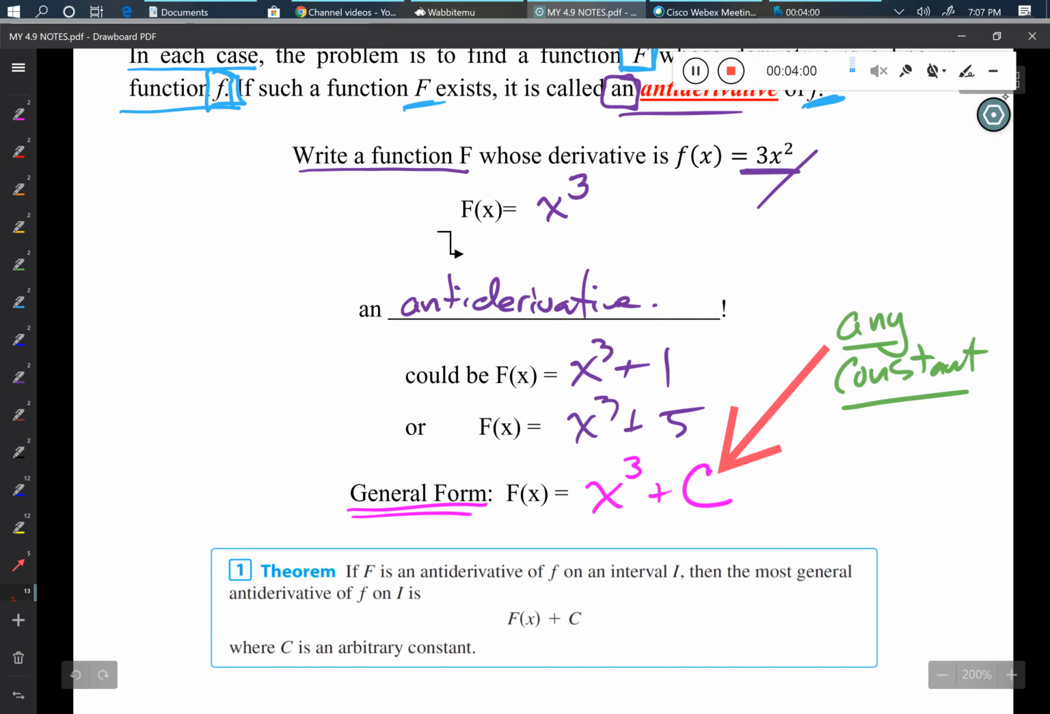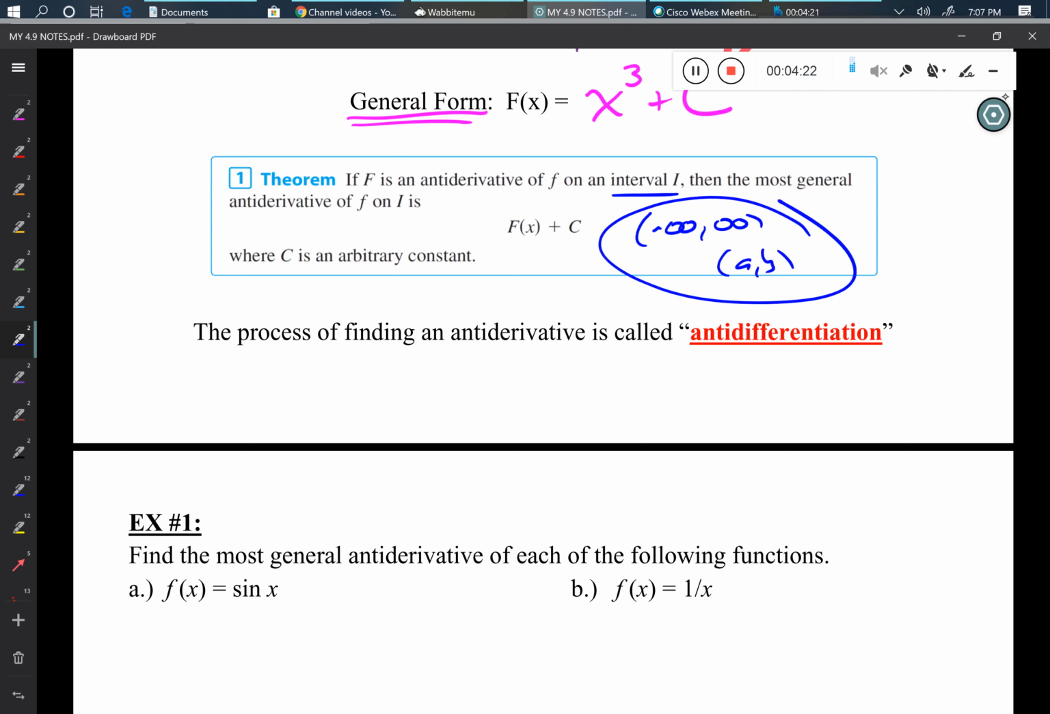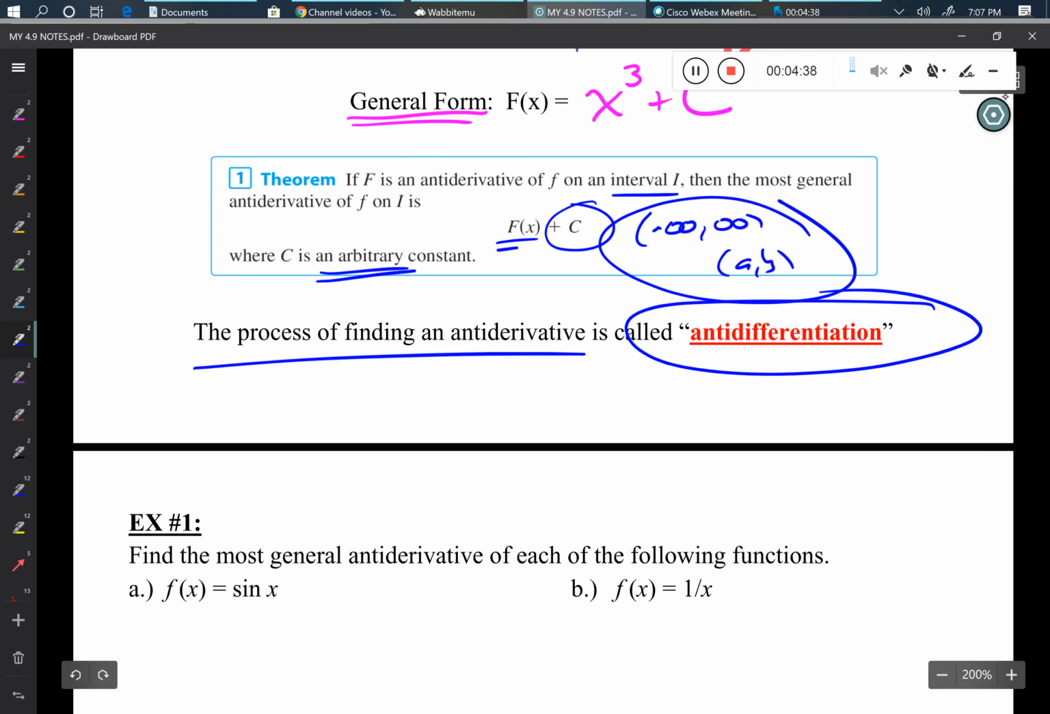Okay? But most importantly, what this leads us to is our first theorem. And our first theorem states that if capital F is an antiderivative of little f on some interval I, now be careful here, this could be all real numbers. It could be negative infinity to infinity, or it could be something small, a to b. Okay? It doesn't really matter. It's just some interval. Then the most general form of that antiderivative is going to be that function F of x plus an unknown constant C. Right? You'll see it read as an arbitrary constant also. Unknown, arbitrary, same difference. Right? The process of finding an antiderivative is called antidifferentiation.